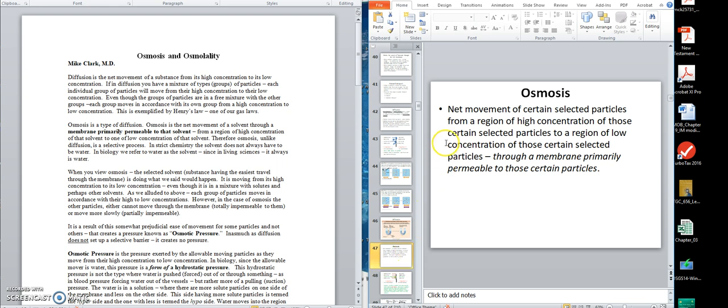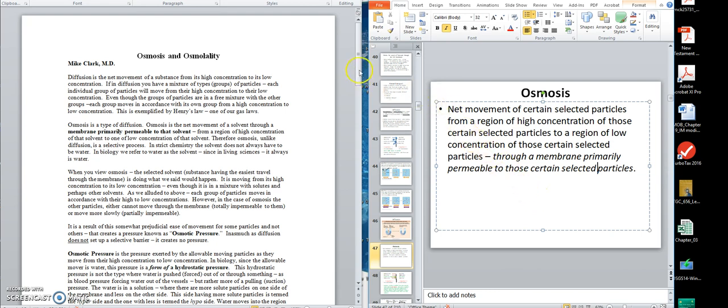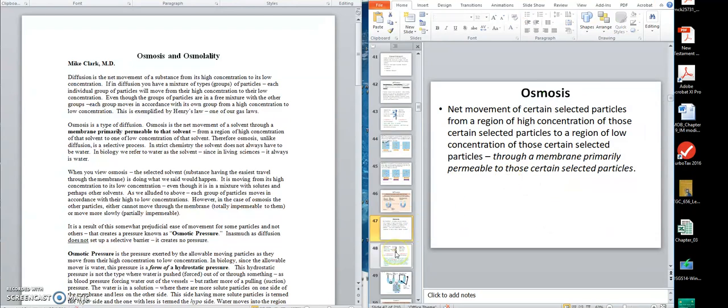So osmosis is the net movement of certain selected particles from a region of high concentration of those selected particles to low. And this is where the prejudicial part comes in, through a membrane primarily permeable to those selected particles. Okay? So what you have now is that you have given these selected particles favoritism. The others are held back.